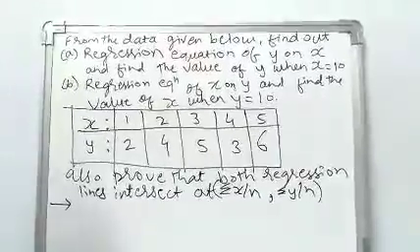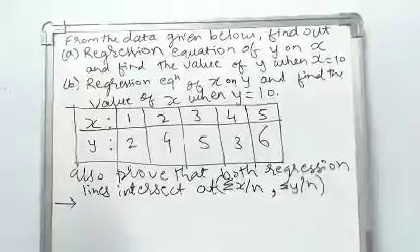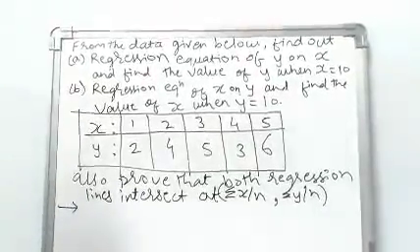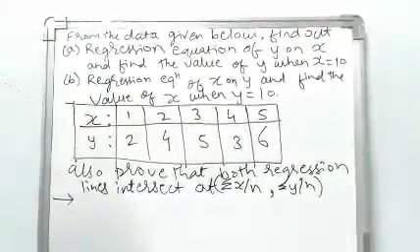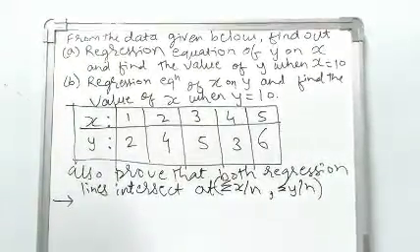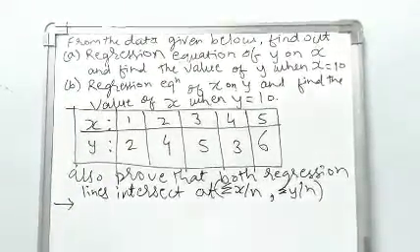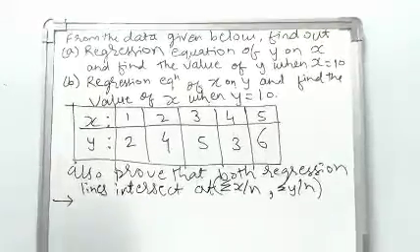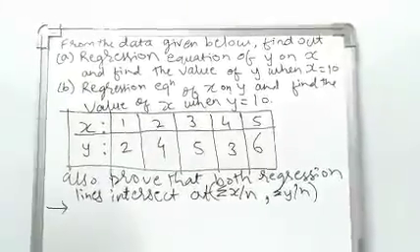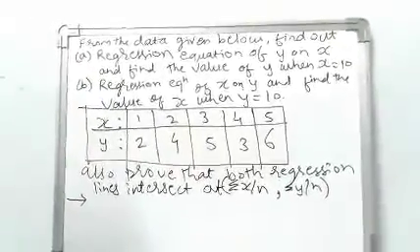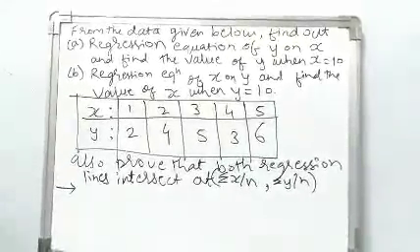Next, B, the regression equation of x on y, and find the value of x when y equals 10. The values of x and y are given in a table. Also prove that both regression lines intersect at summation of x by n, comma, summation of y by n.